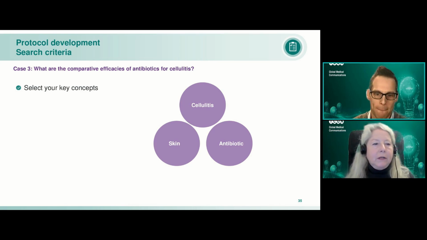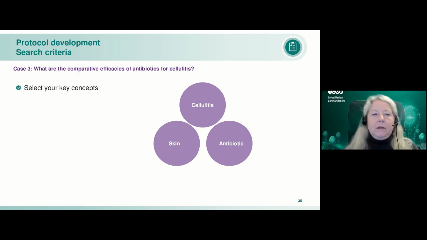Okay, thank you, Corey. So now we're just going to take a look at how to develop search criteria using case number 3, the antibiotics for cellulitis, as an example. So the first thing you need to do is identify the key concepts of the research question. So for this example, where we want to look at skin infection and how we would treat them, we could select the anatomic location, i.e. skin, the term cellulitis, and then to retrieve publications that deal with bacterial infection, you could choose the term antibiotic.